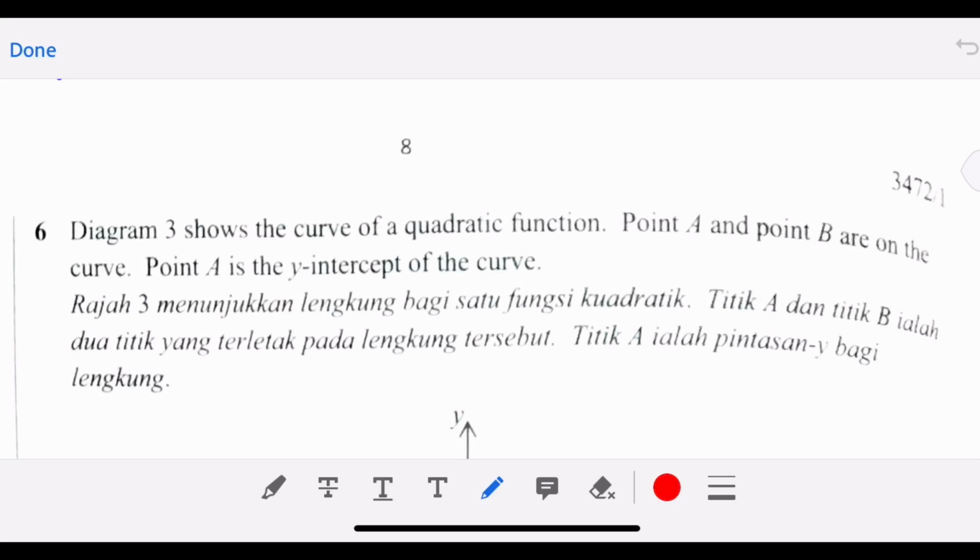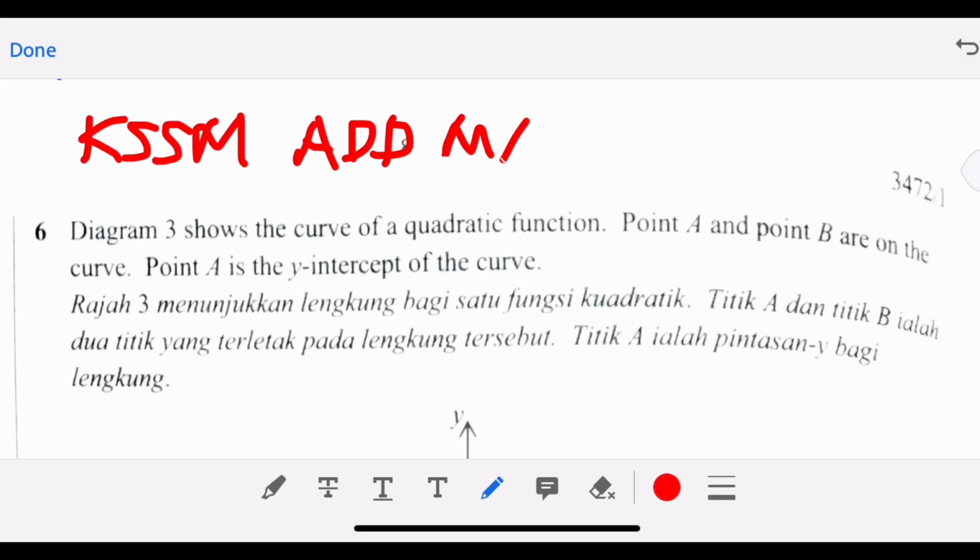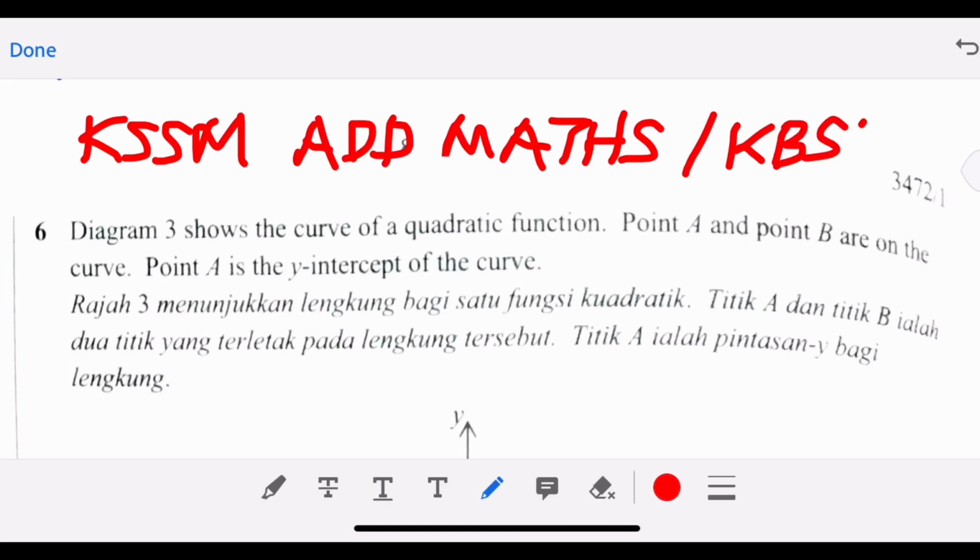Firstly, let's read the question first. Diagram 3 shows the curve of a quadratic function. Point A and point B are on the curve. Point A is the y-intercept of the curve.